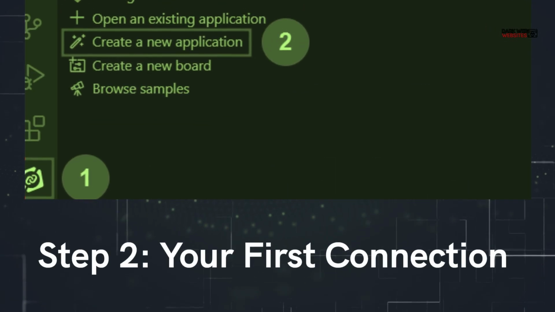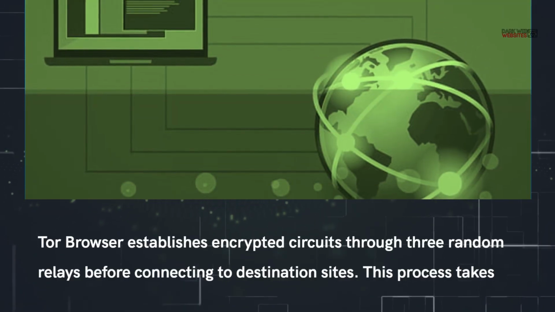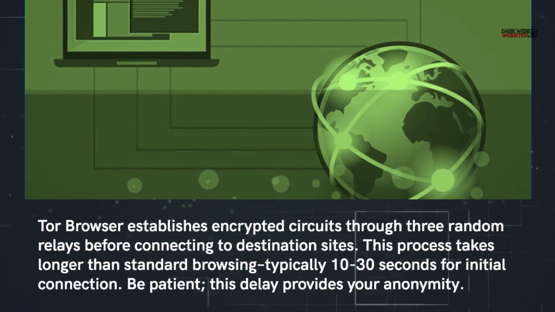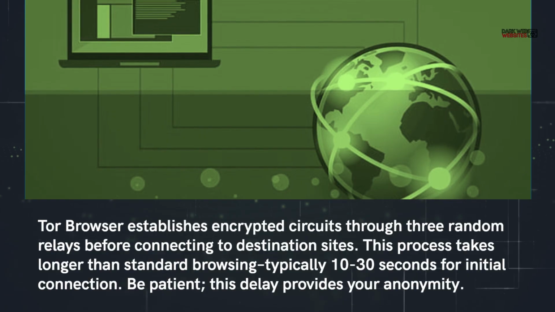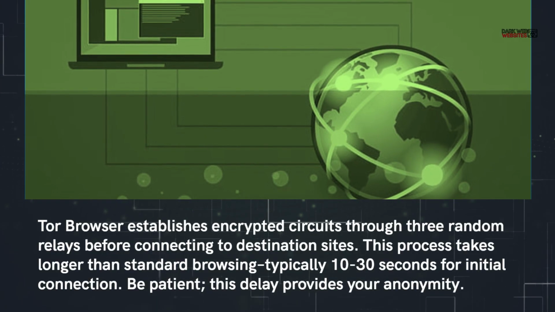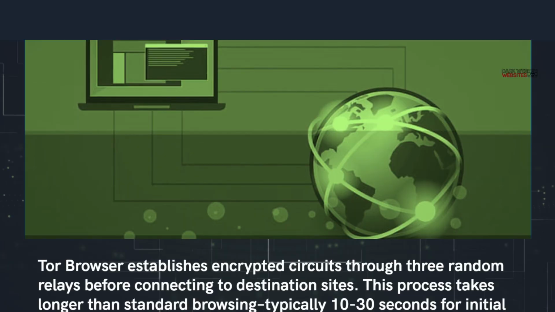Step 2. Your first connection. Understanding the connection process. Tor browser establishes encrypted circuits through 3 random relays before connecting to destination sites. This process takes longer than standard browsing, typically 10 to 30 seconds for initial connection. Be patient. This delay provides your anonymity.